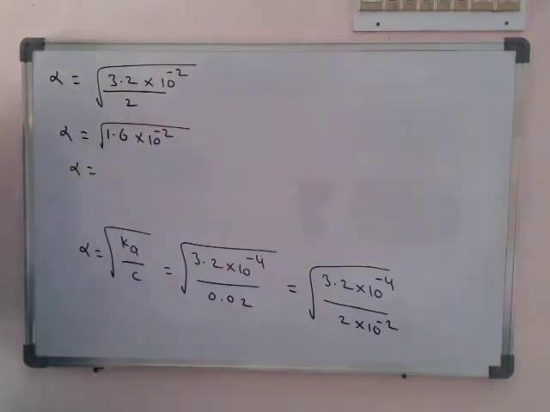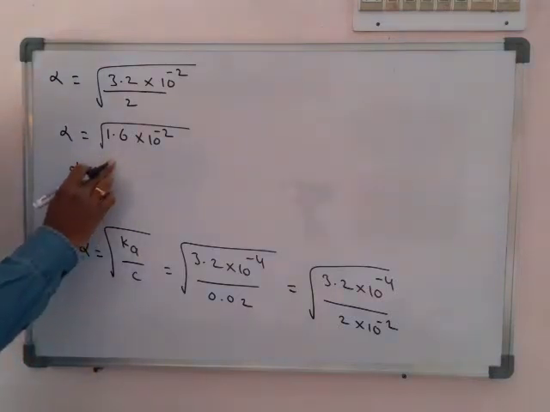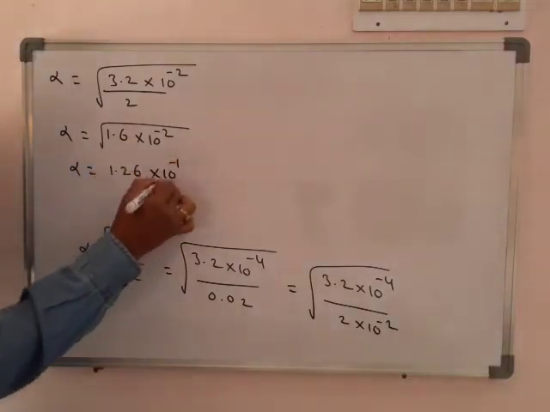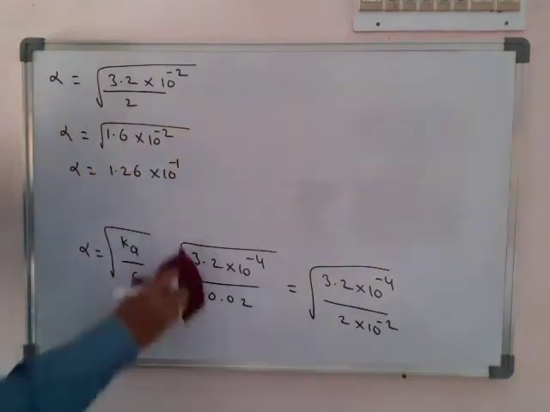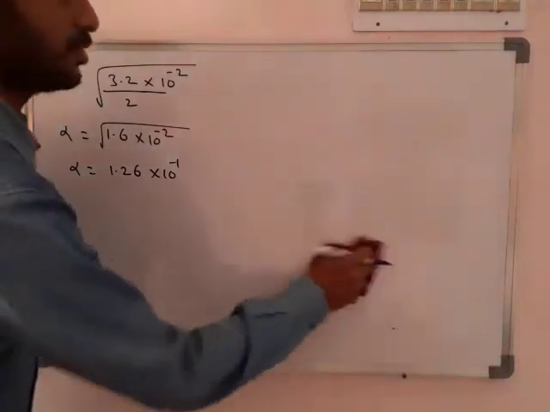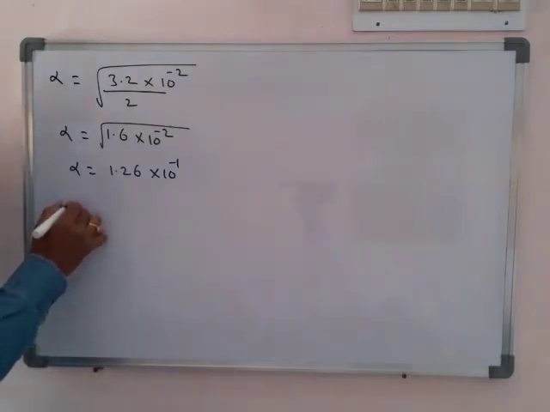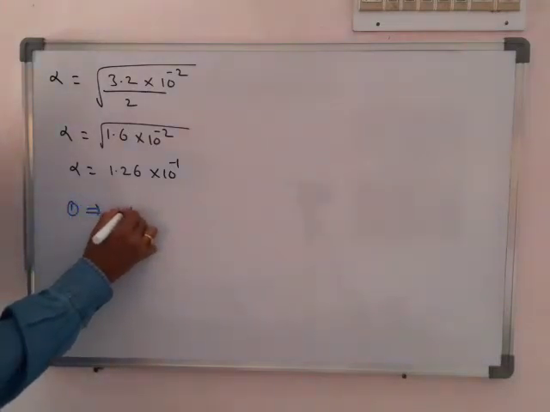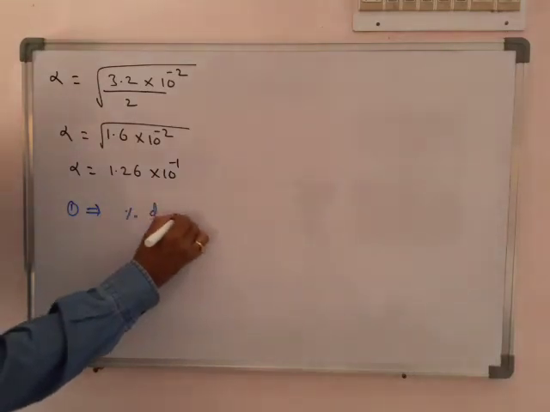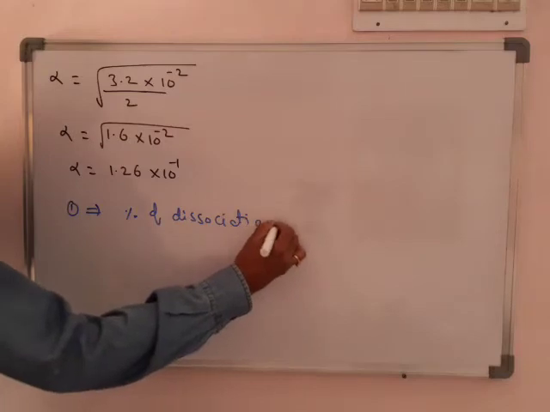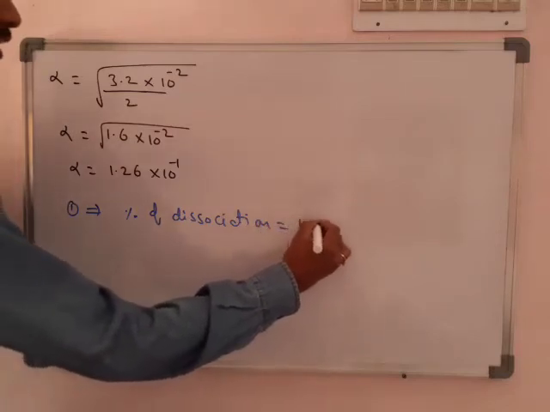Root 1.6 value is 1.26 into 10 power -1. So here we got the alpha value. But we have to get the degree of dissociation. Degree of dissociation is nothing but, according to equation 1, percentage of dissociation. Percentage of dissociation equal alpha into 100.